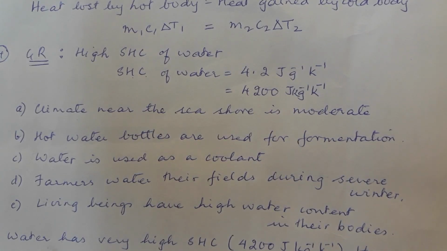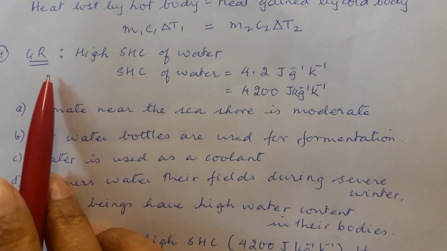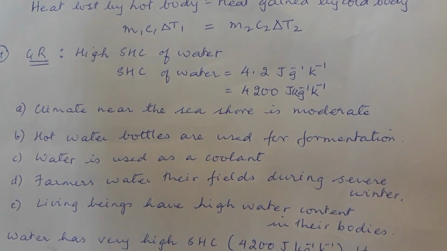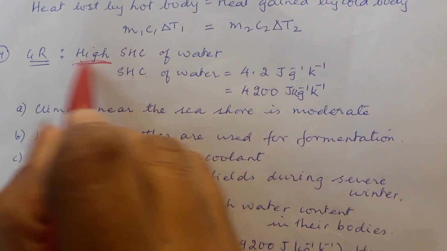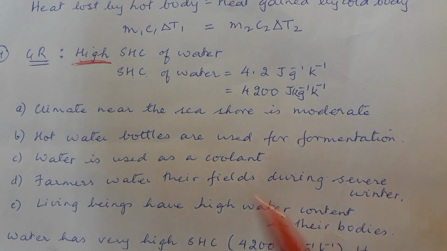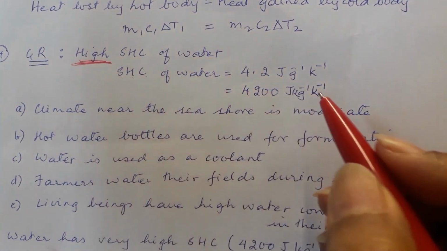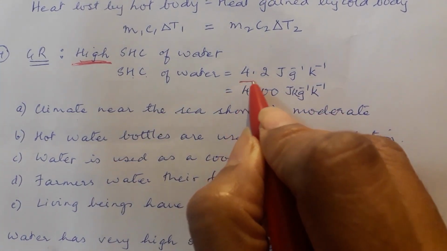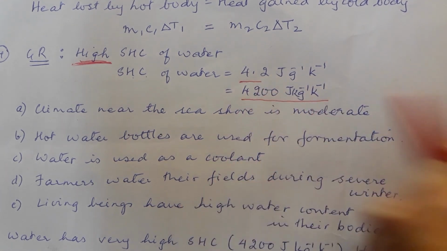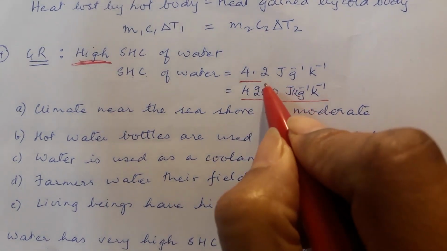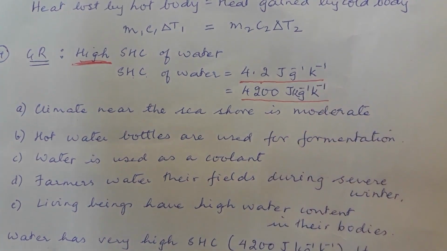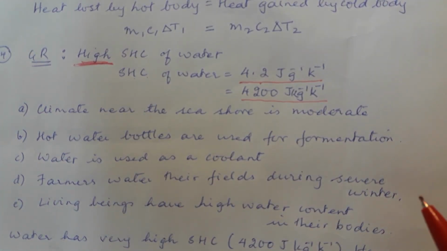And so that brings us to number 14, which is give reasons. The type of questions here will be based on the high specific heat capacity of water. Now the specific heat capacity of water is 4200 joule per kg per Kelvin, or in CGS it will be 4.2 joule per gram per Kelvin. And based on this you'll have a few ICSE questions like this which have been asked earlier.